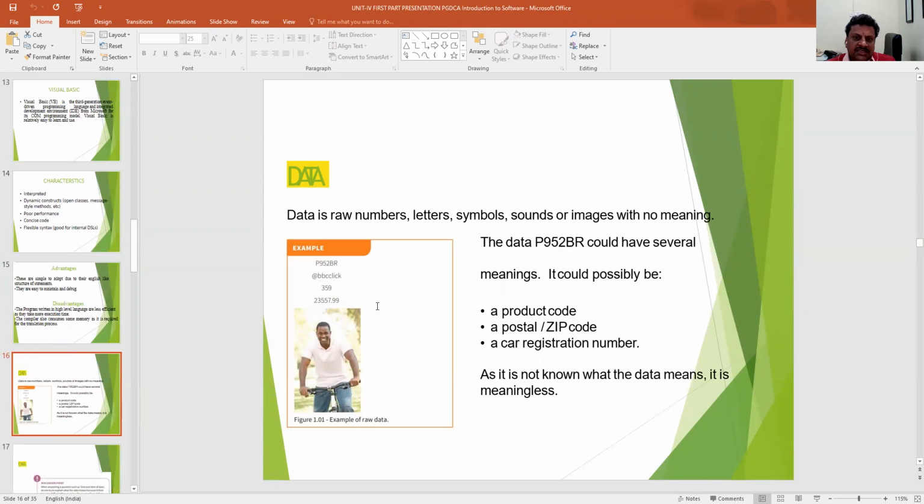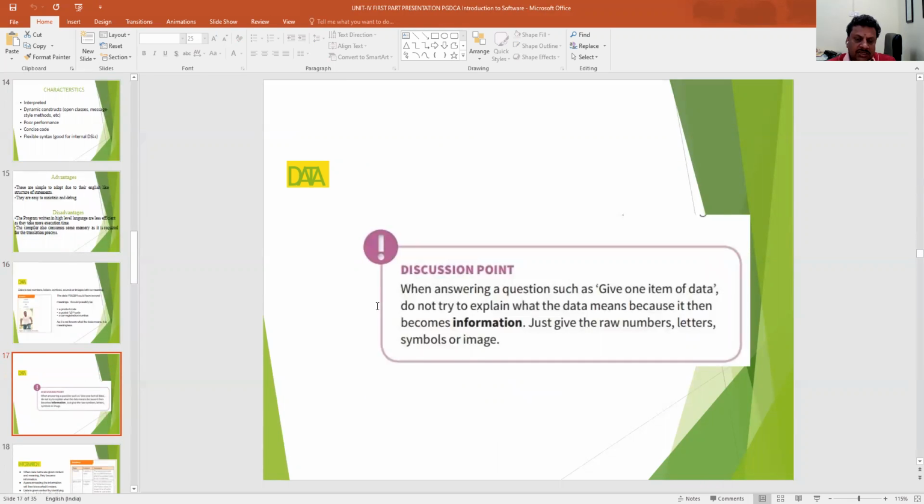Now, what is data? Data is raw numbers, letters, symbols, sounds, or images with no meaning. You can see certain data. The data P95 2BR could have several meanings. It could be a product code, it could be a postal zip code, it could be a car registration number. It means it is meaningless. It is just data. So, what is the discussion point there? When answering a question such as give one item of data, do not try to explain what the data means, because then it becomes information. Just give the raw numbers, letters, symbols or image.